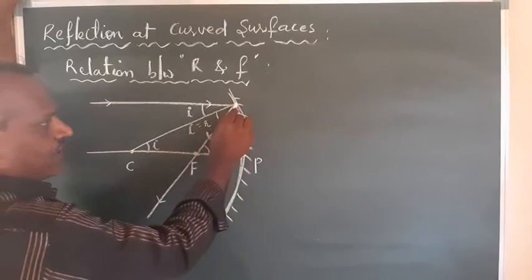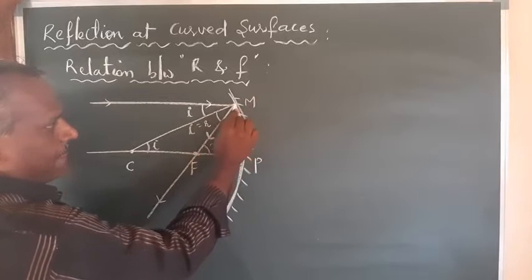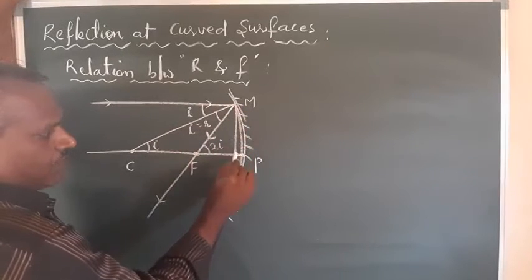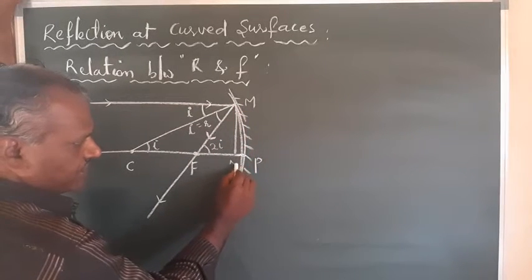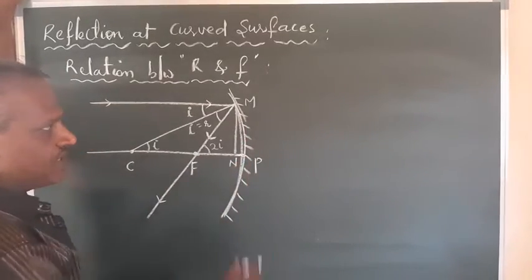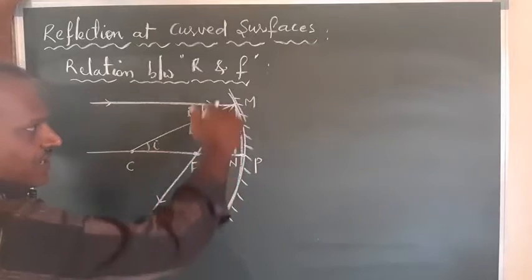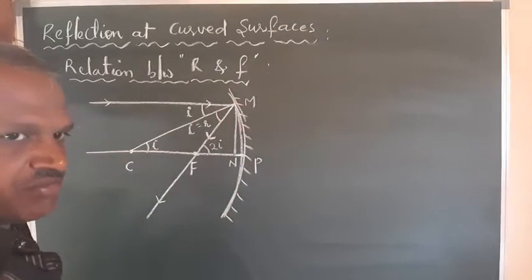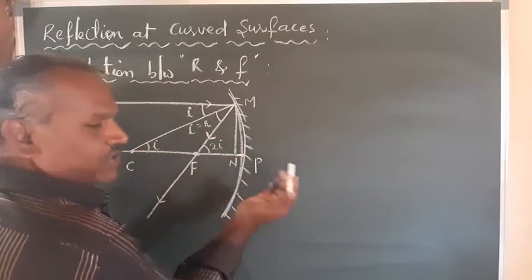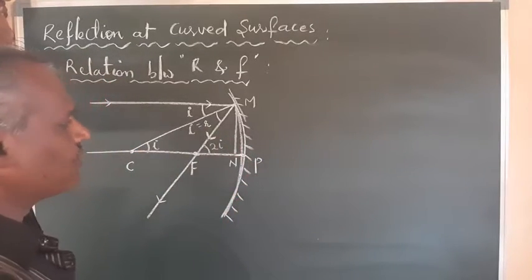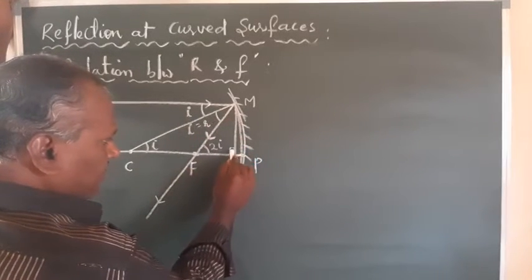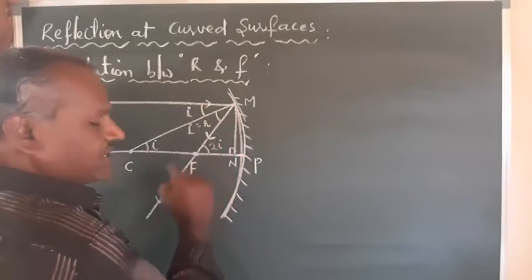Now let this point be M. I draw a normal from M onto the principal axis, and let it intersect at N. This N is very close to P because the aperture is very small. For the diagram we represent it somewhat larger, but practically N is very close to P, so N and P can be taken as a single point. I made this N only to form a right angle triangle, with this perpendicular at 90 degrees.